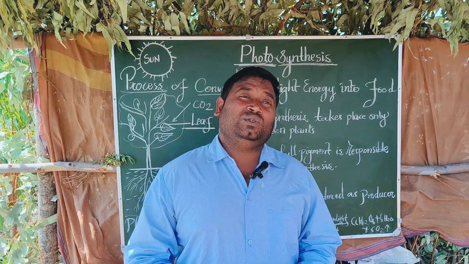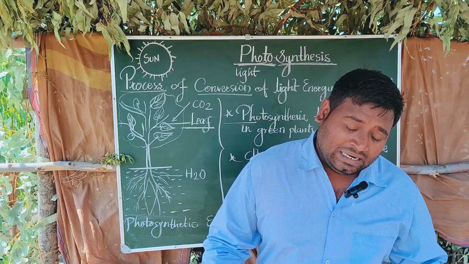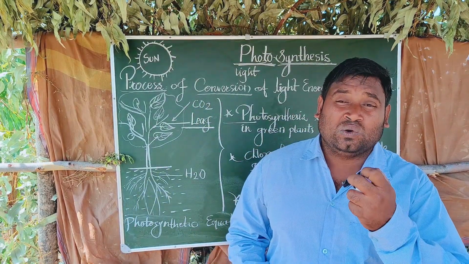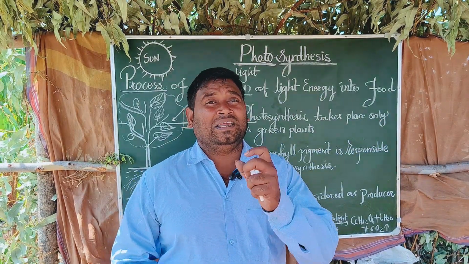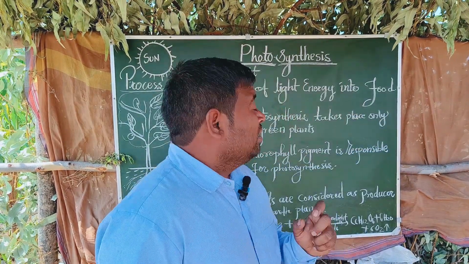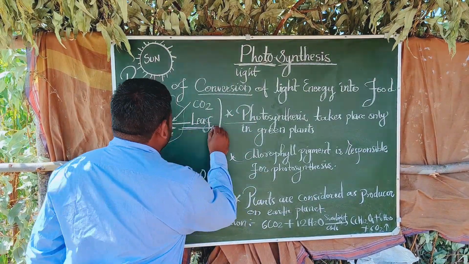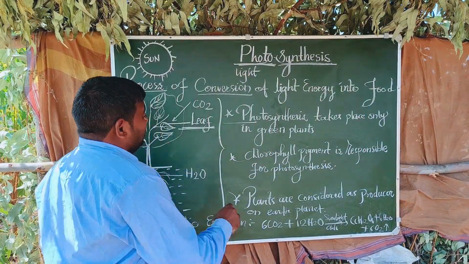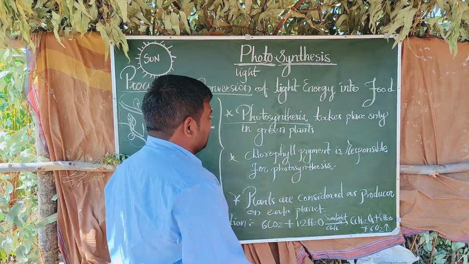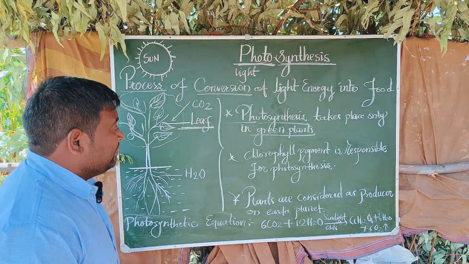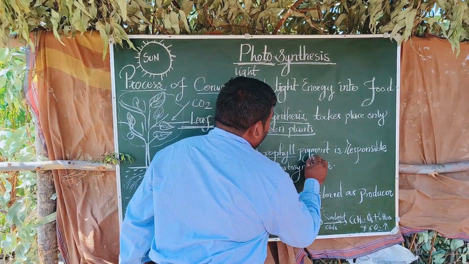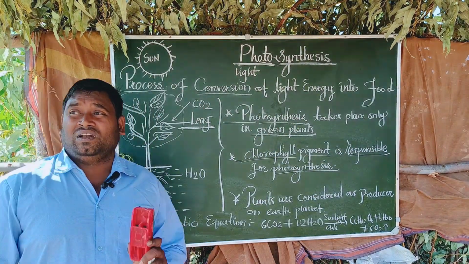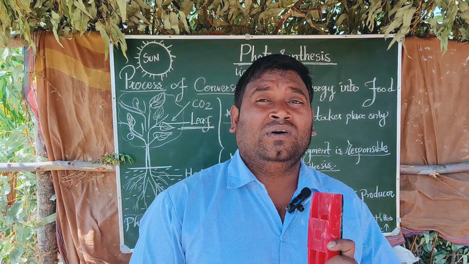As you know, every living organism is made up of cells, and in the same way plants also have cells, and inside the plant cell there is a cell organelle called the chloroplast, and inside the chloroplast there is a green pigment. That green pigment is the chlorophyll. The chlorophyll has the ability to trap light energy. This process takes place only in green plants, and the chlorophyll pigment alone is responsible for photosynthesis.